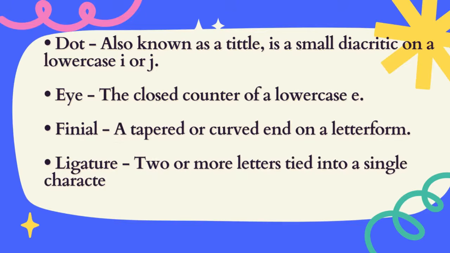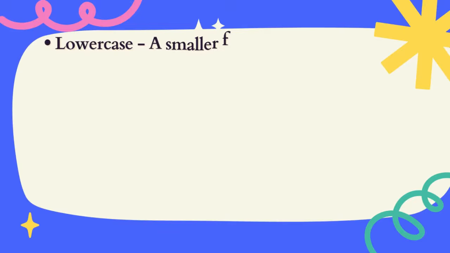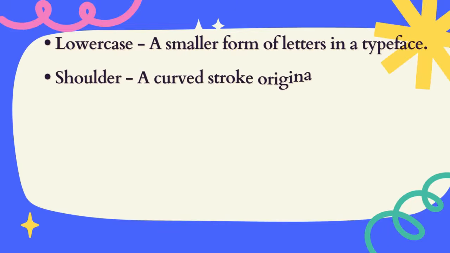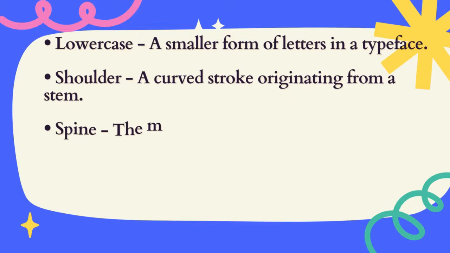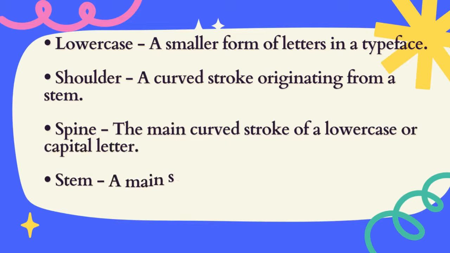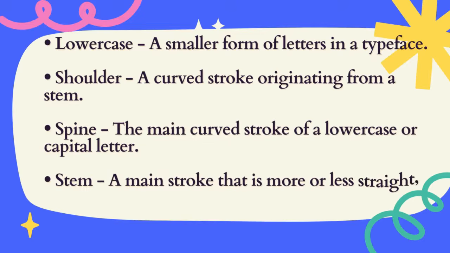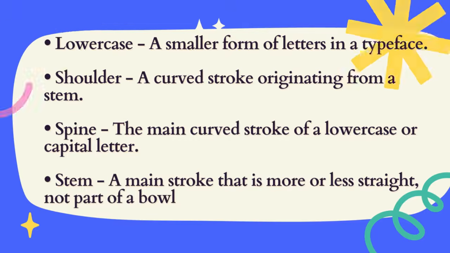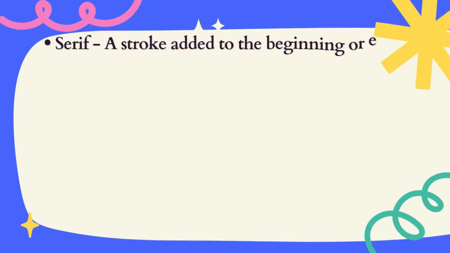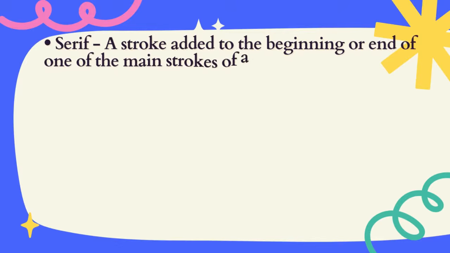A ligature, two or more letters tied into a single character. Lowercase, a smaller form of letters in a typeface. Shoulder, a curved stroke originating from a stem. Spine, the main curved stroke of a lowercase or capital S. Stem, a main stroke that is more or less straight, not part of a bowl. Serif, a stroke added to the beginning or end of one of the main strokes of a letter.